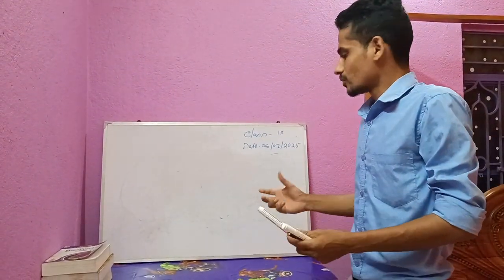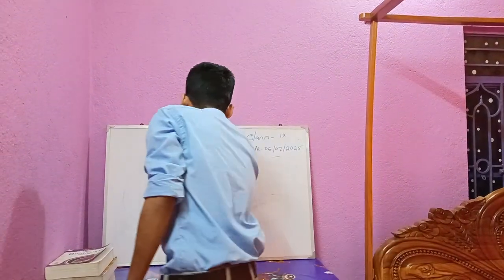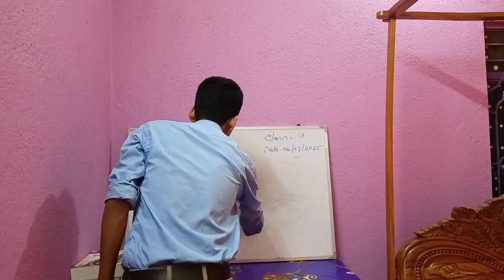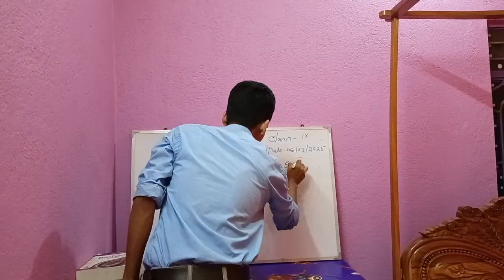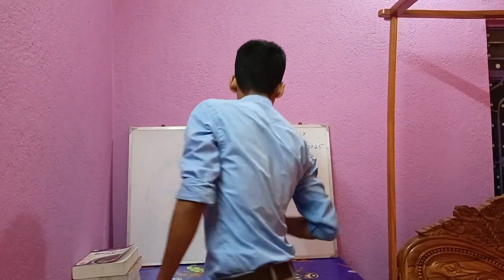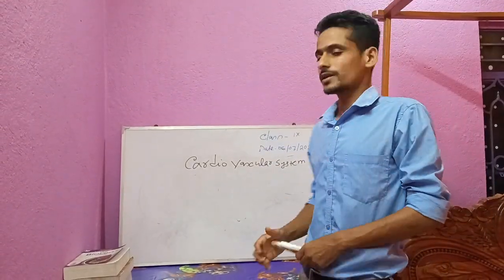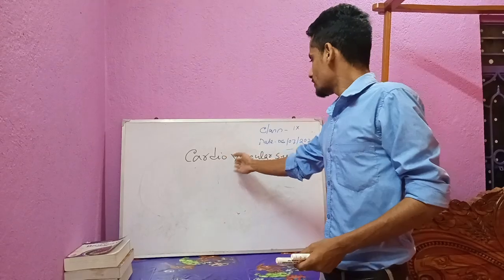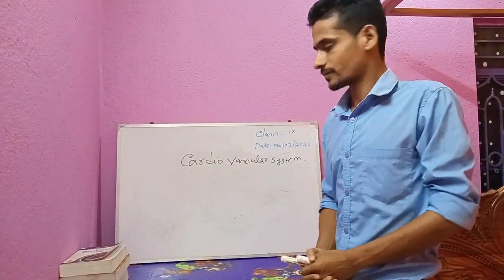Today we will discuss a new system, that is the cardiovascular system. All of us know that in our body a total of 11 organ systems are present. Out of these, the cardiovascular system is a very important system in our body.